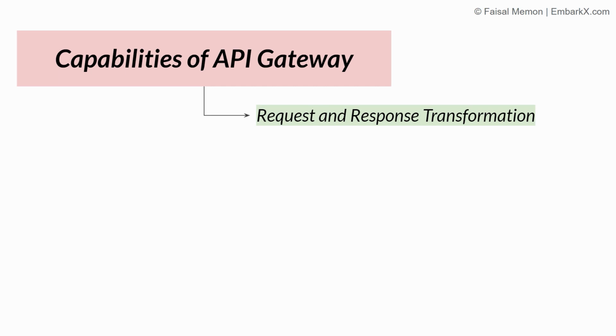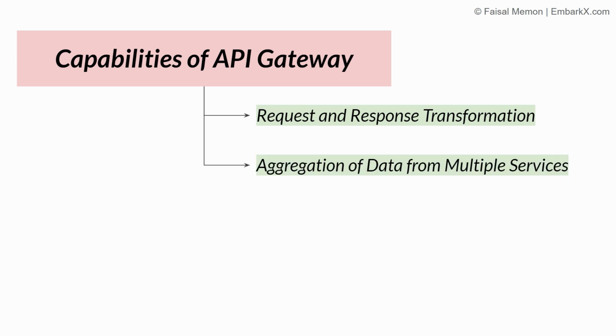Then you have request and response transformation. If you need to transform your request or response, API Gateway can act as a middleman, and once it gets the request, it can transform the request and send it to the respective service. Aggregation of data from multiple services. API Gateway can aggregate the data from the multiple microservices that exist, unify the response and send it to the client.